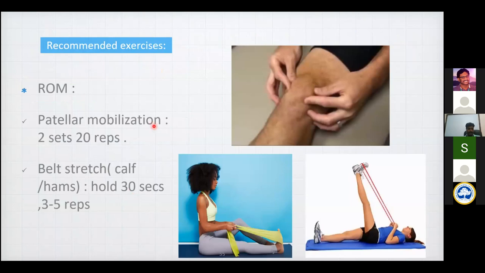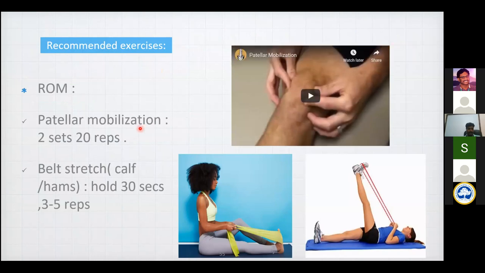The recommended exercises, range of motion, so patellar mobilization. You already know, I guess, what is patellar mobilization. Still, I will try to play this video.